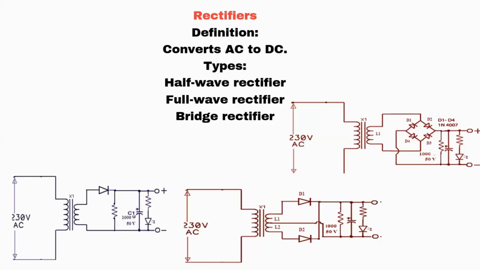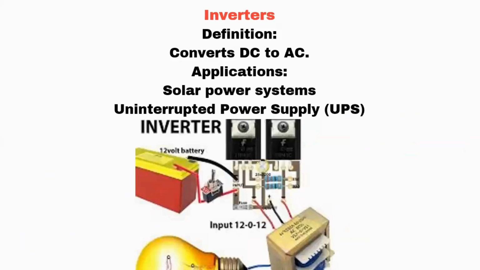Okay. So that is the definition of rectifier. So we understood, I hope. Right. We'll go to the next slide. Next is inverter, which converts DC to AC.